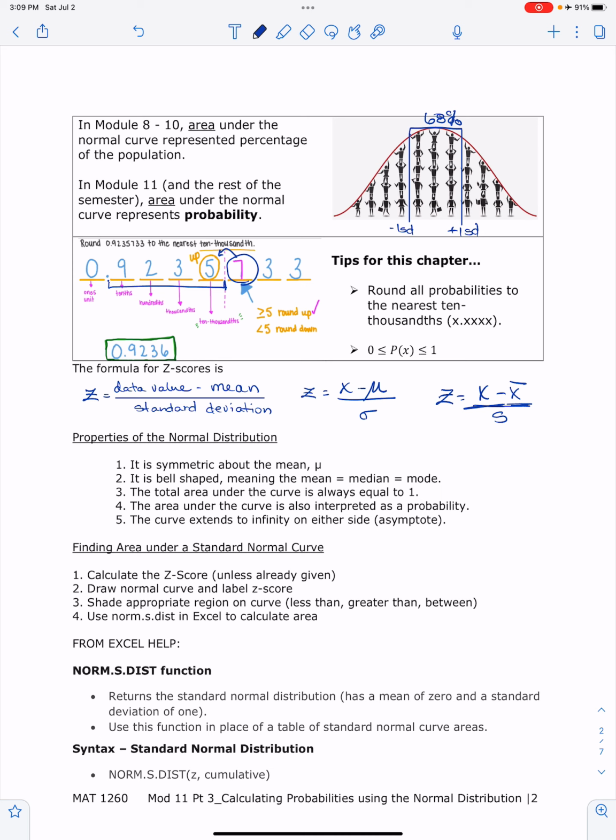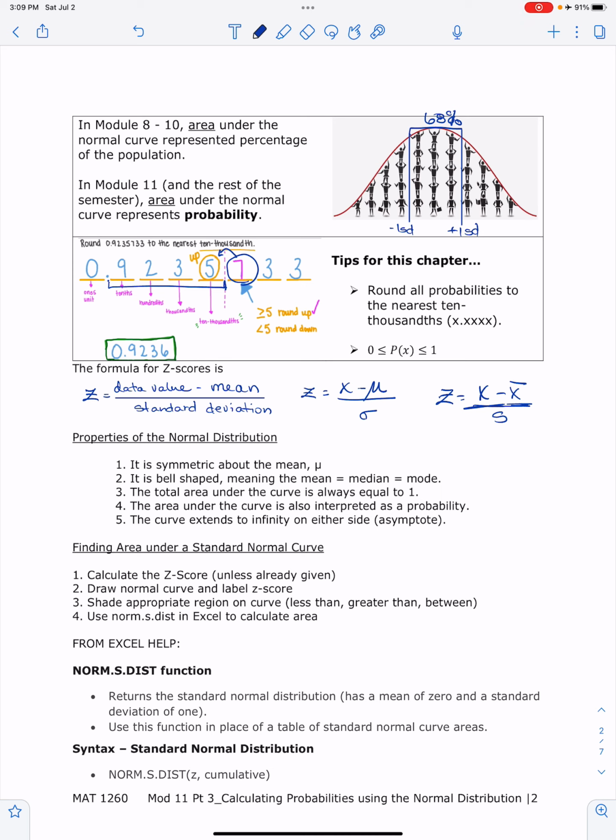Okay. So we have a couple of things to discuss in terms of our normal distribution. It is symmetric about the mean, which means that if I were to cut it in half at the mean and fold it over on itself, it would be roughly the same on both sides. It's bell-shaped, so our mean is the same as our median is the same as our mode.